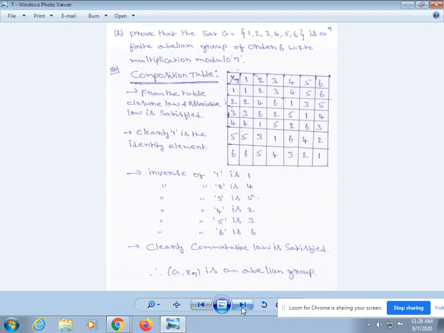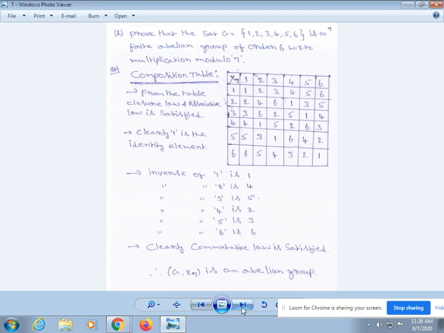Next, we will solve another problem. Prove that the set G equals the set of 1, 2, 3, 4, 5, 6 is a finite abelian group of order 6 with respect to multiplication modulo 7. First, we draw the composition table. In this composition table, 1, 2, 3, 4, 5, 6 are the given elements. The binary operation is multiplication modulo 7.